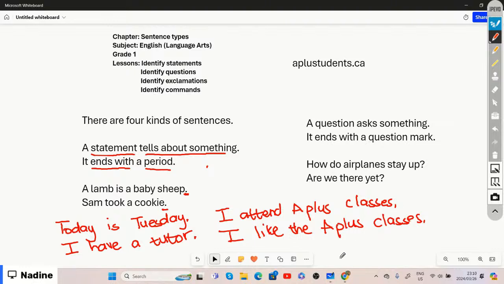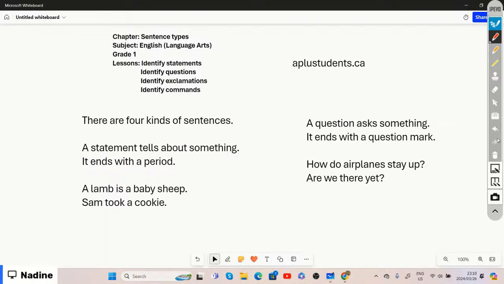And then we have a question. This is also one of the types of sentences. A question asks something.